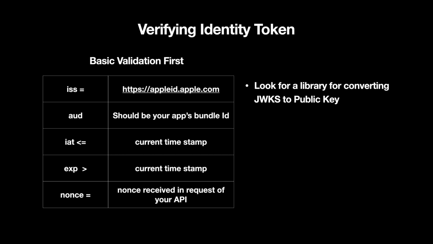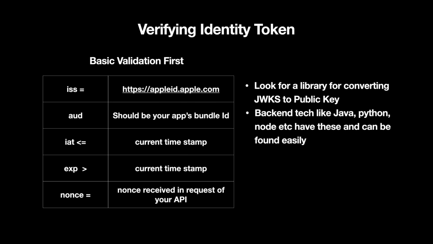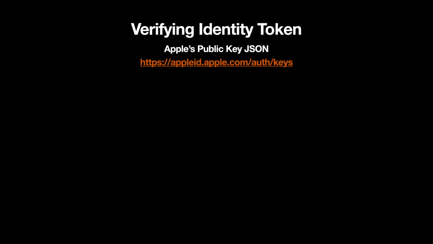Next, we need to look for a library which can convert a JWKS, meaning the JSON Web Key Set which I have just shown coming from Apple, to a public key. In Java, Python, Node, etc., we have a lot of libraries which can do it easily. I'll do the same in Java to show you how we can convert the N and E into a complete public key. I'll show you everything. So let us first understand the components returned by Apple in the public key JSON.